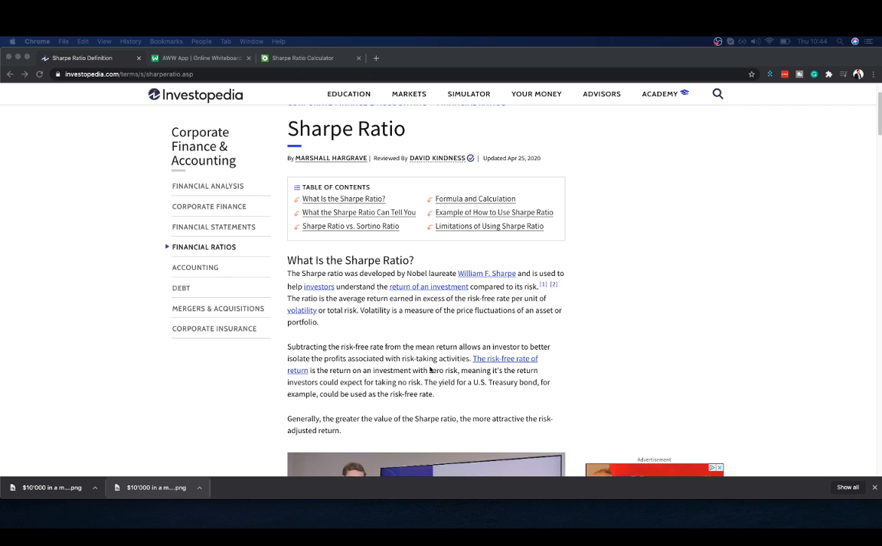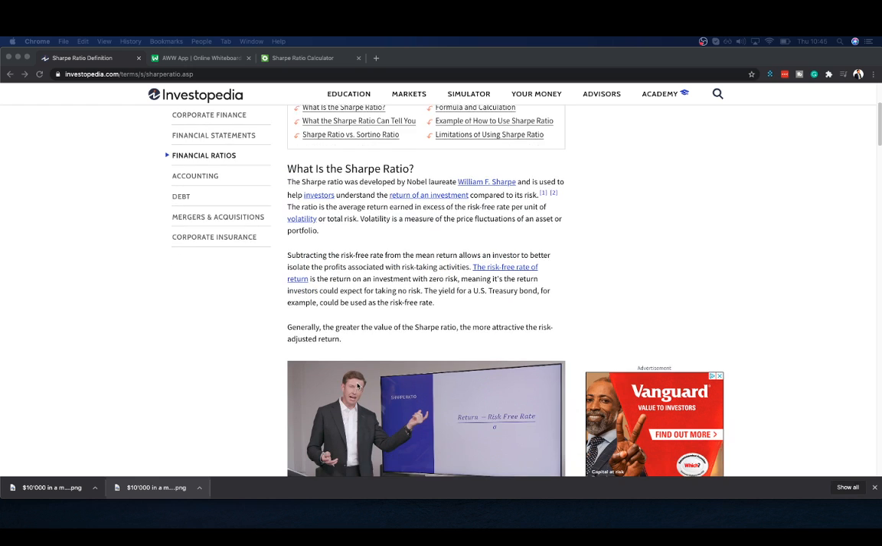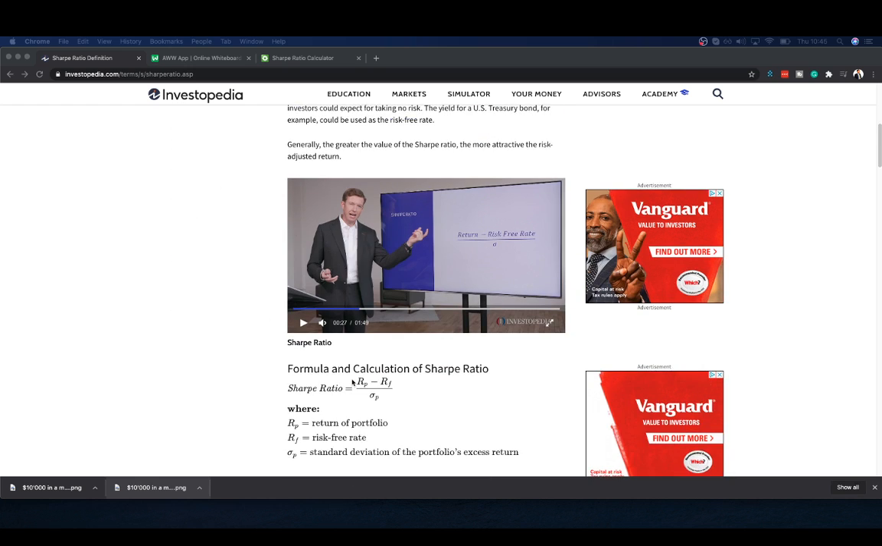So basically, in simple words, what you are looking at here is having a portfolio that is not just producing a lot of returns, but is producing a lot of returns compared to the risk that the manager is taking. So let's say you are a trader. First of all, how is it calculated?